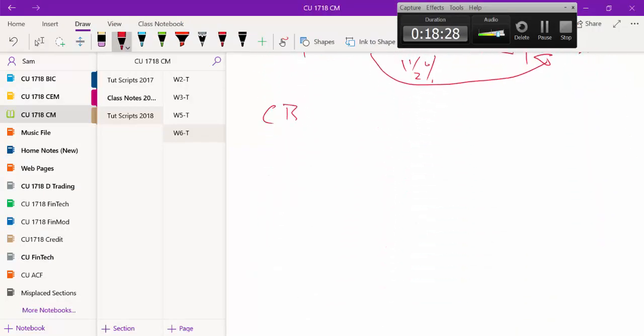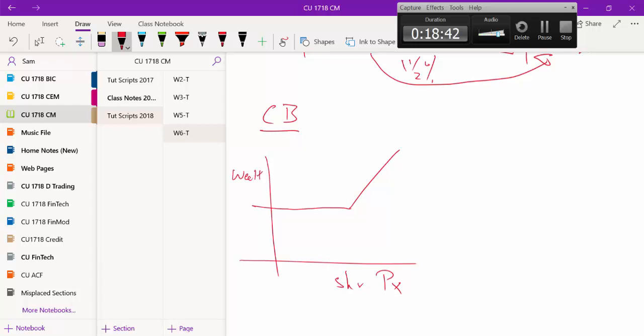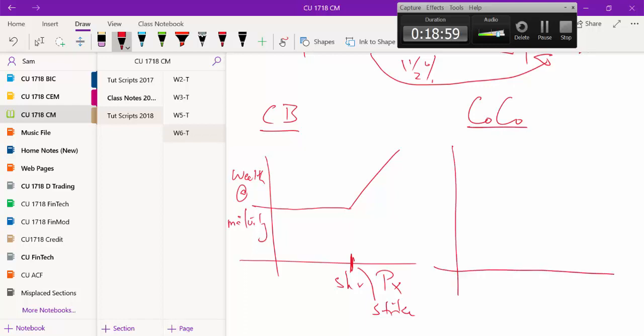If you think about it, for a normal CB, your payoff would be like this. If this is the share price, this is your wealth at maturity, let's just say. So when the share price goes up and goes beyond the strike, you will convert. Now, a COCO, if somebody ever asks you, please draw me the payoff of a COCO as a function of the share price, I guess it would be something like this.